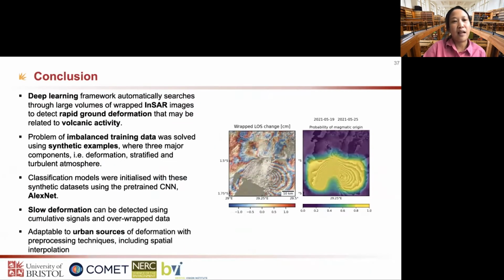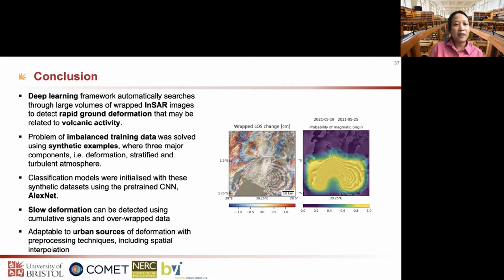Okay, to wrap up, I present to you a deep learning framework that automatically searches the large volume of InSAR data and detects rapid ground deformation, and we overcome the imbalanced dataset with synthetic examples to get more generalization of the model. We usually use simple models, AlexNet, which is the most suitable for these problems, and slow deformation is detected using the cumulative signal, sometimes in overlapping signal.